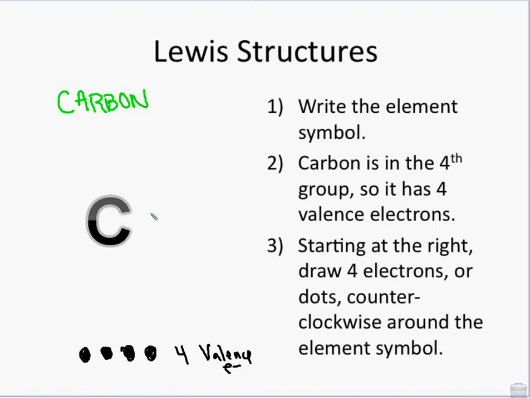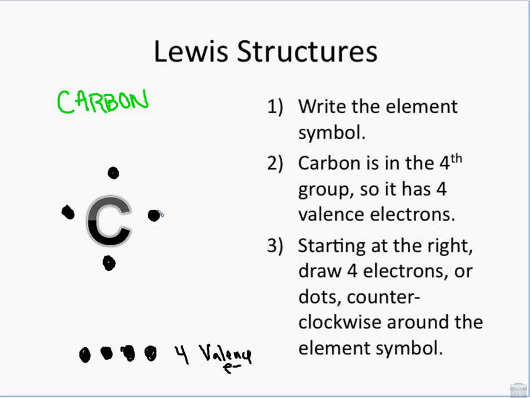Now here's the thing. We start here. We start on the right-hand side of the element symbol. And we put 1. And we put 1 on each side as we go around counterclockwise. 1 on each side, just kind of like we did with the Bohr models. Remember, 1 on each side. And those are kind of our 4 positions. And we need to make sure that we go around putting 1 on each side.